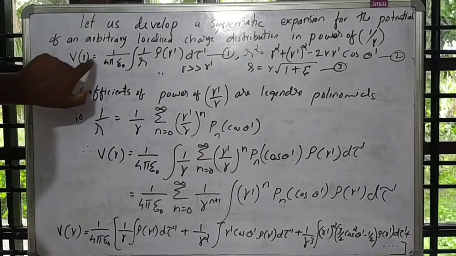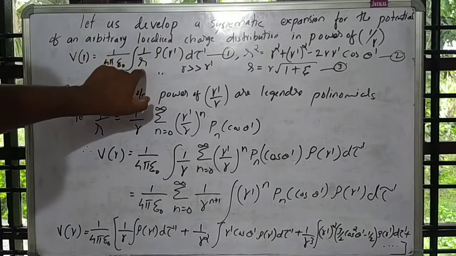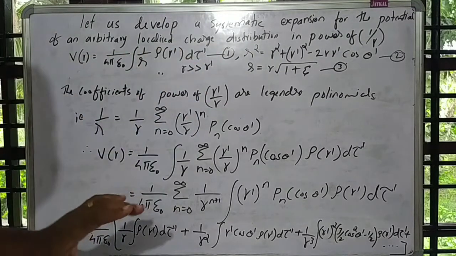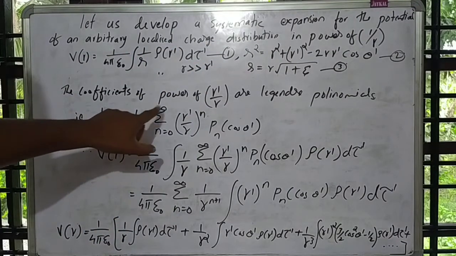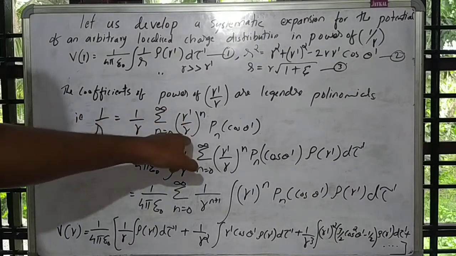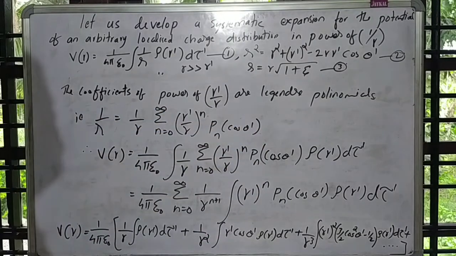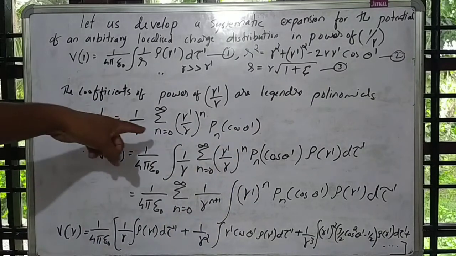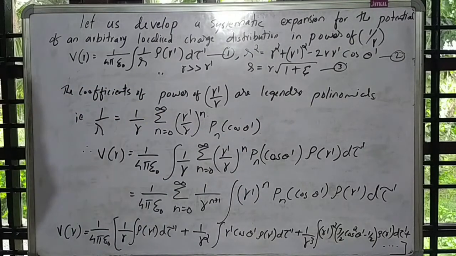And we know V of r is equal to 1 over 4 pi epsilon 0 integral 1 by r rho of r dash d tau dash. Okay, so we have 1 by r is equal to 1 over r, sum over n equal to 0 to infinity (r dash divided by r) whole raised to n Pn cos theta, where Pn cos theta are the Legendre polynomials.